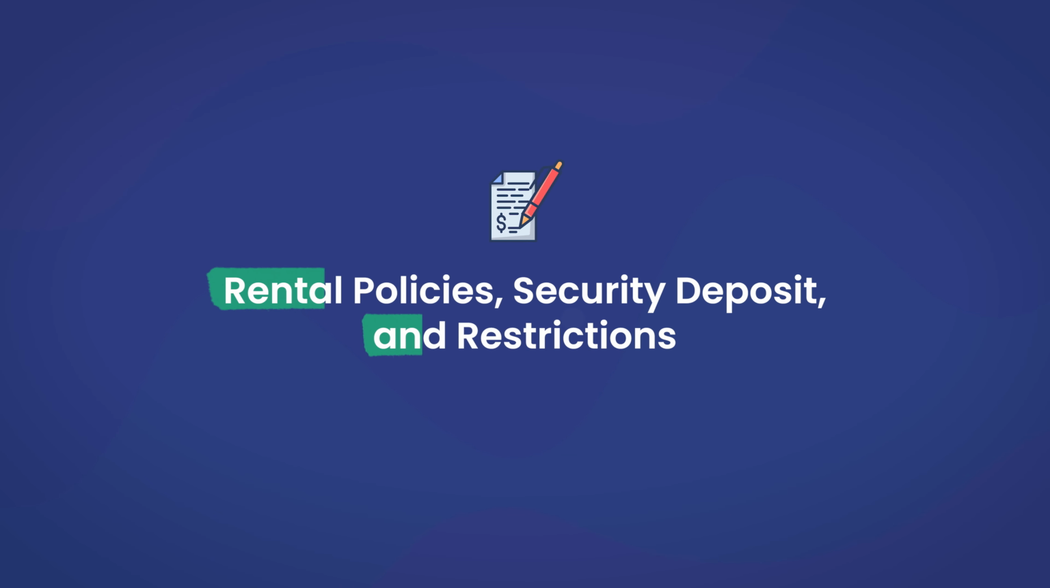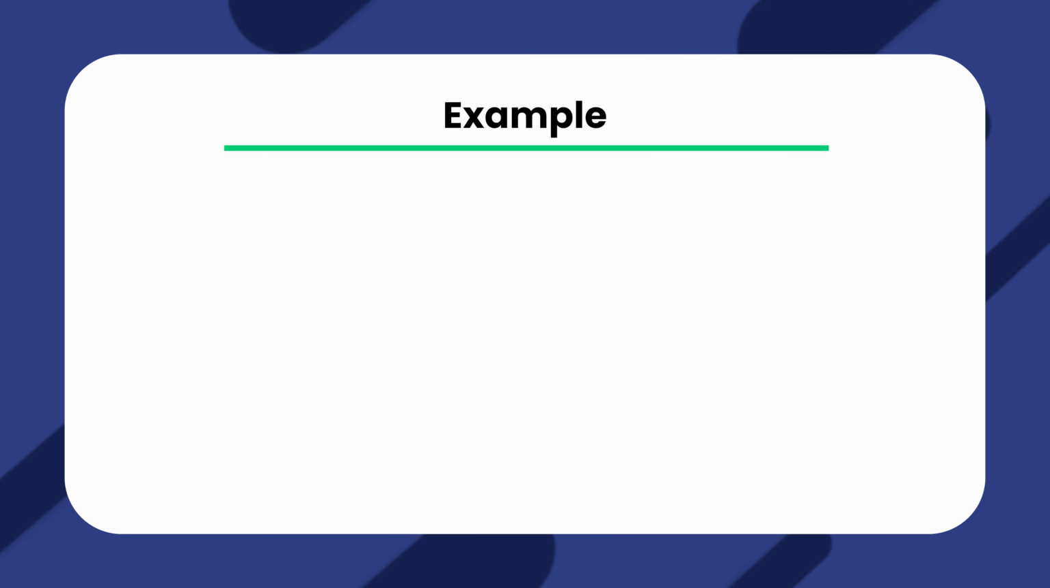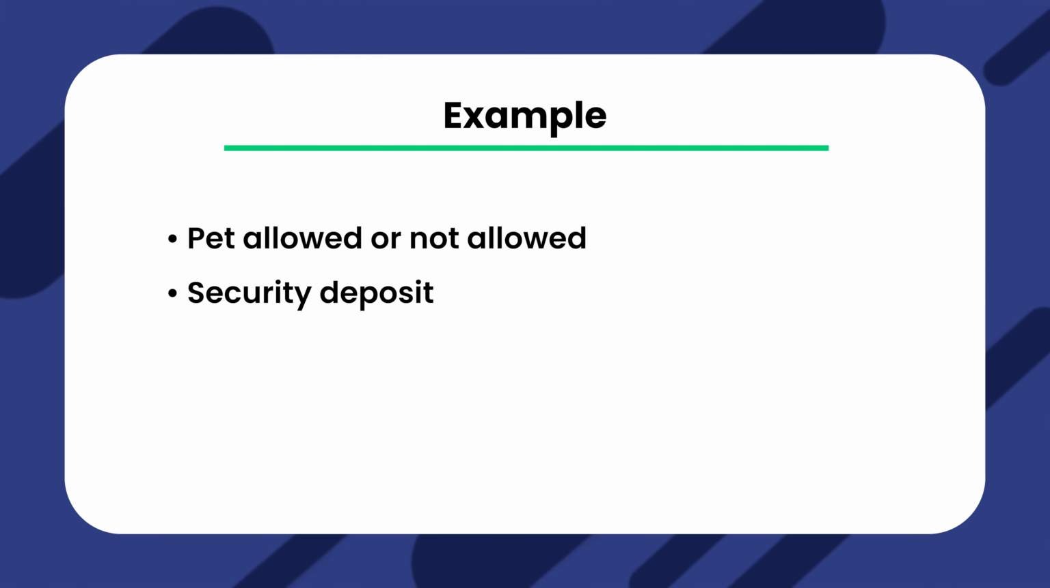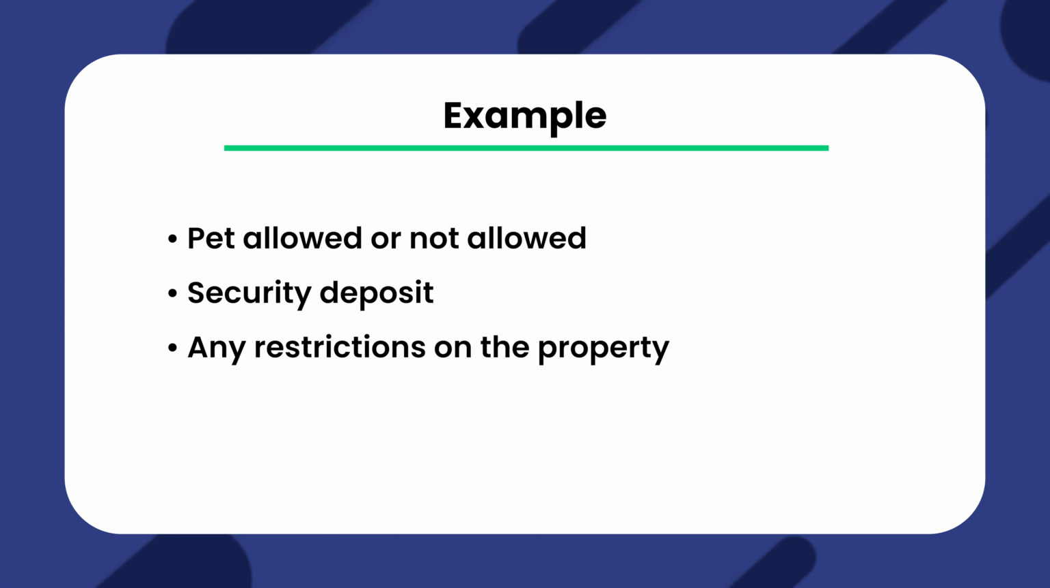You'll also want to include rental policies, security deposits, and restrictions. This will also be in the body of your rental listing. For example, you should let people know whether you accept pets or not. You should tell them what their security deposit will be and if you have any restrictions on how they'll be able to use the property after they move in.